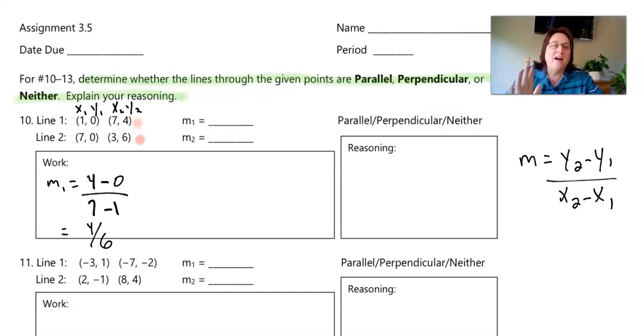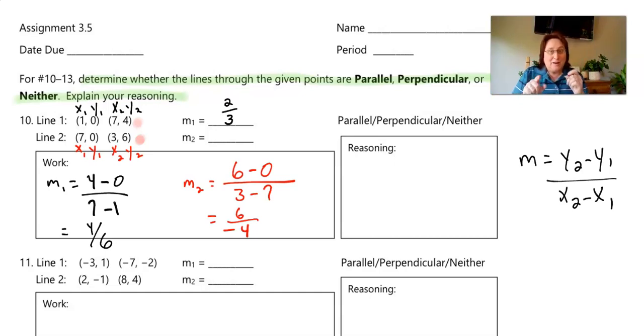Now, can I reduce 4 over 6? Yes, I can. That actually reduces down to 2/3. And it's positive because both the 4 and the 6 are positive. Okay, so I found the slope of line 1. I want you guys to go find the slope of line 2 and then come back and tell me what you get. Ready? And go!